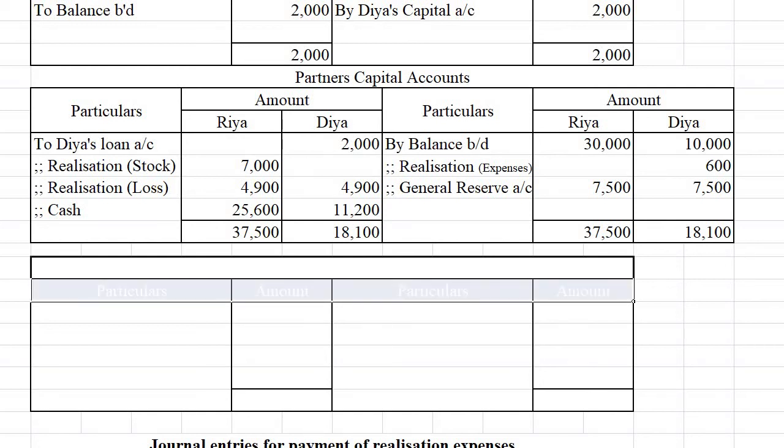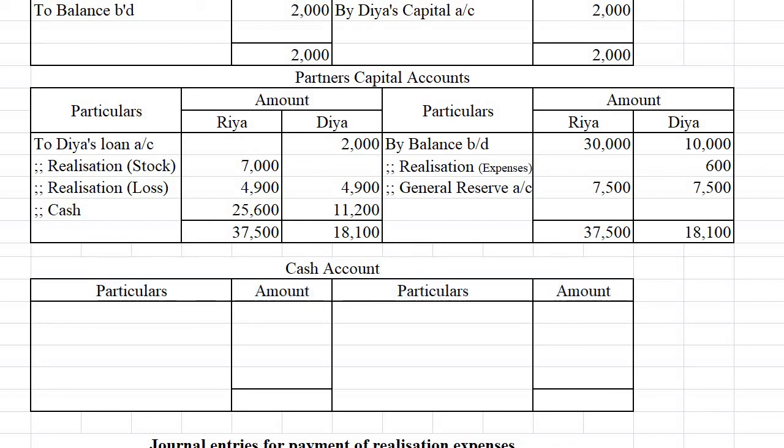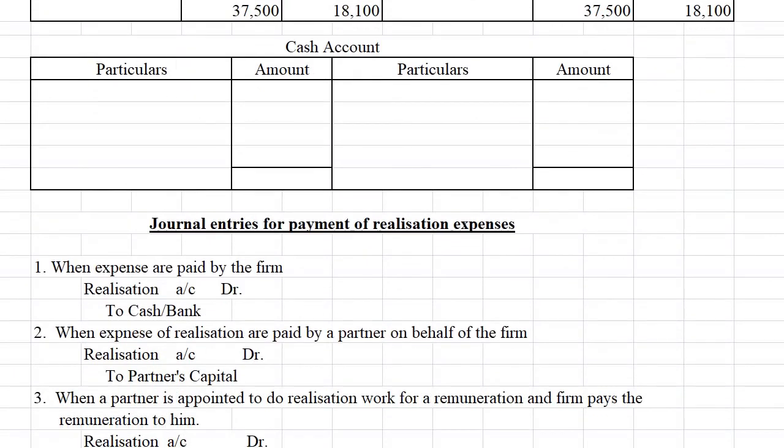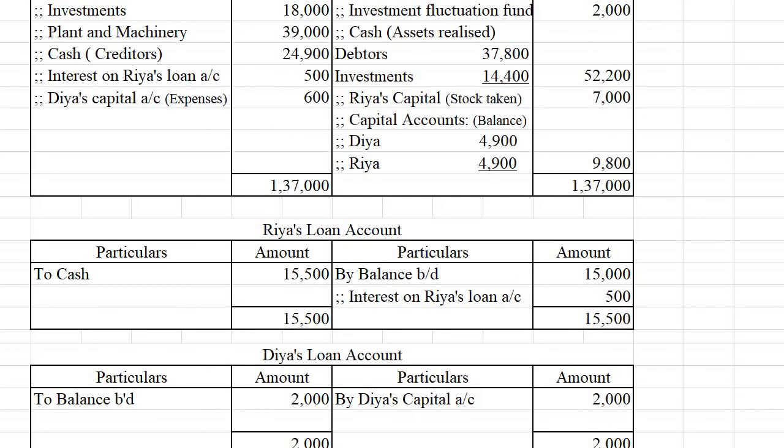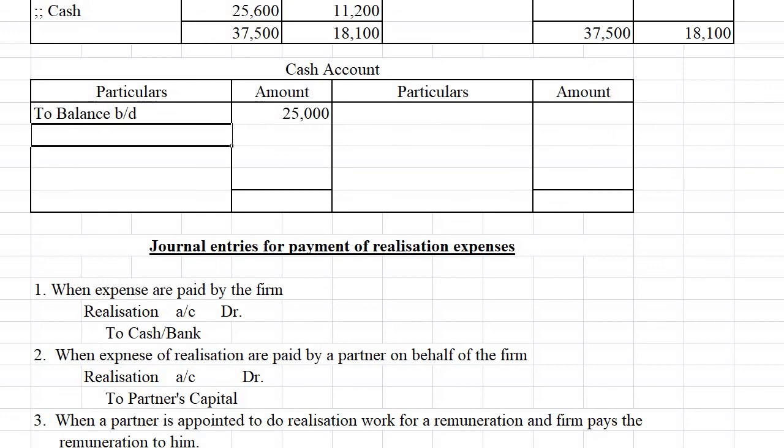Now let us prepare the cash account. That is the last account in the dissolution of partnership. In the cash account, we have the opening balance from the balance sheet. Since it is an asset, it should be transferred to the debit side as balance brought down, amount 25,000. Now the realization account: on the credit side of realization, by cash is there for assets realized, 52,200. So that 52,200 we can write.